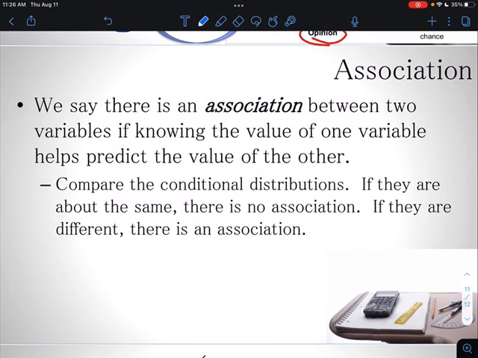If I know it's male, I know they're more likely to do something or less likely to do something than females are. Or if the conditional distributions are almost identical, then it doesn't matter which gender I pick, the opinion's going to be about the same no matter what.